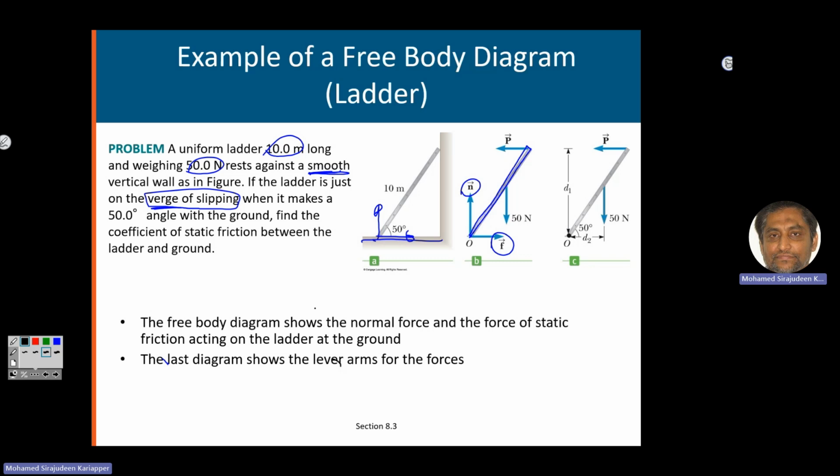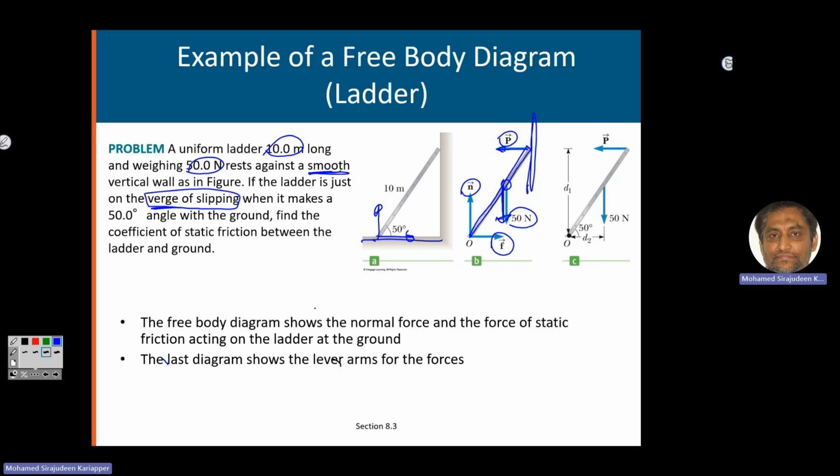Then the ladder has a weight. So the weight will be acting in the middle, 50 Newton, at the center of the ladder. And it is touching the wall, so there will be a normal force from the wall. We call it P. There is no friction on the wall, so only the perpendicular force, the normal force, there is no parallel force.